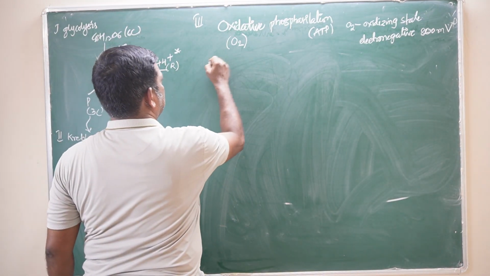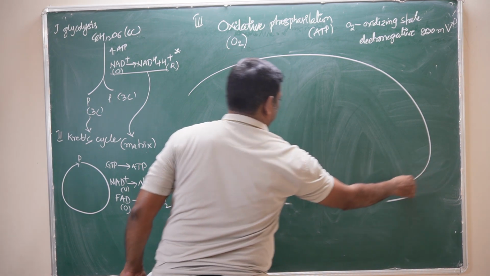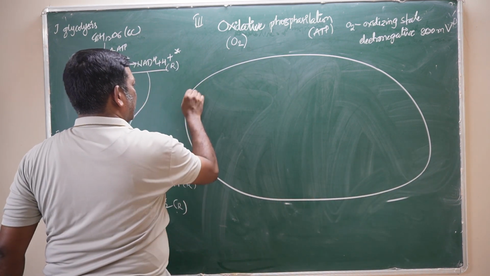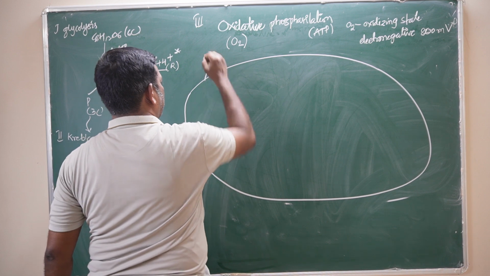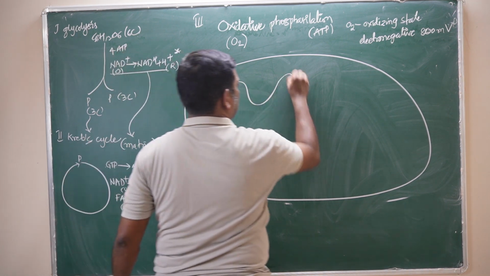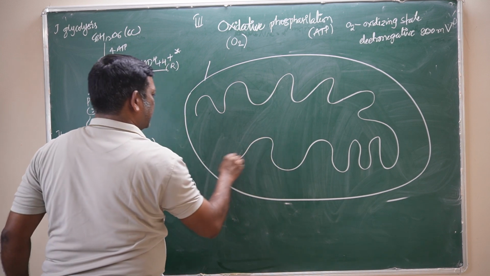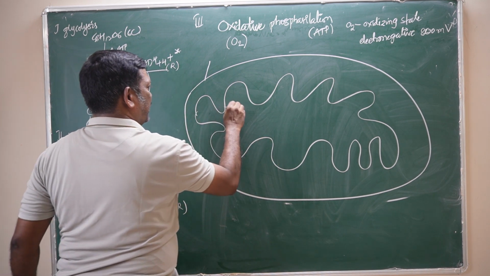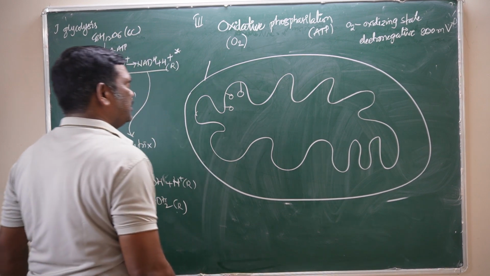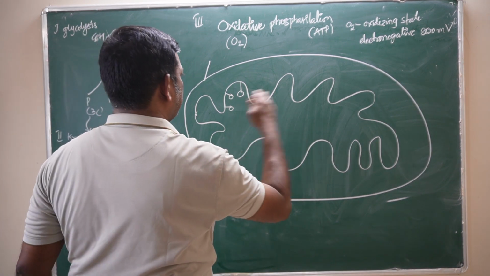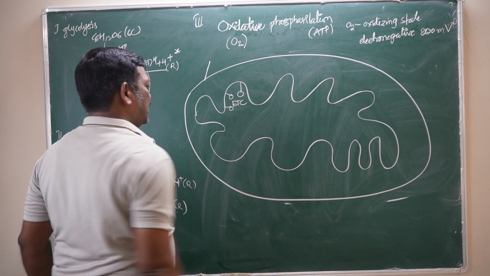Now the third stage, oxidative phosphorylation, takes place in the primary particles of cristae located in the inner mitochondrial membrane. This is the outer membrane and this is the inner membrane of the mitochondria. These foldings are called the cristae. In the cristae, the primary particles are present. In these primary particles, the oxidative phosphorylation or electron transport chain takes place.